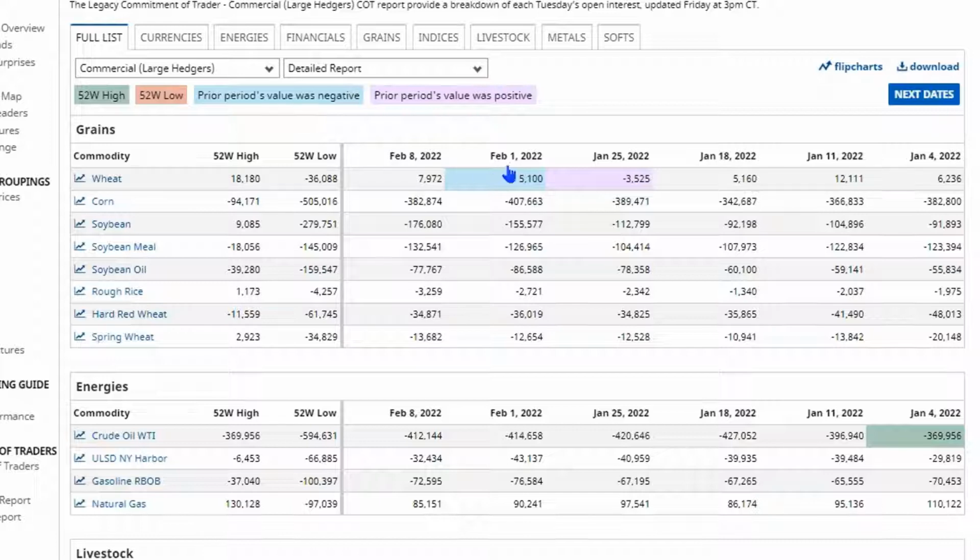And you can see that on February 1st, we have a blue box, which is telling us that the previous position was negative. I moved from negative to positive. I moved from short to long. If we look at the light purple box, it says that the prior period was positive. In other words, we went from long to short. And you can see here, negative 32.25, and the prior period we were positive 51.60. In other words, they went from a long position to a short position.